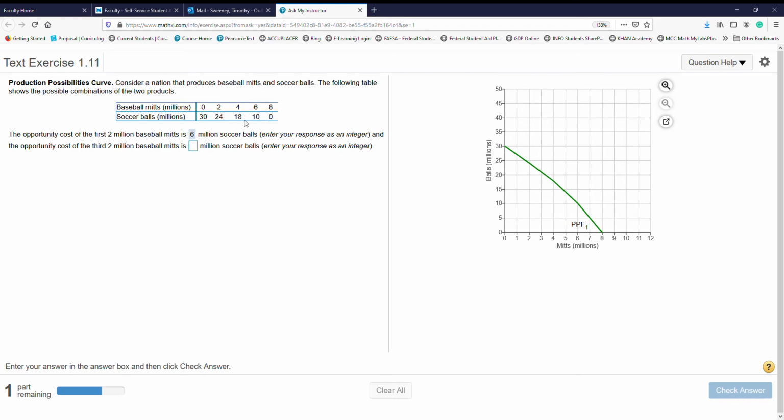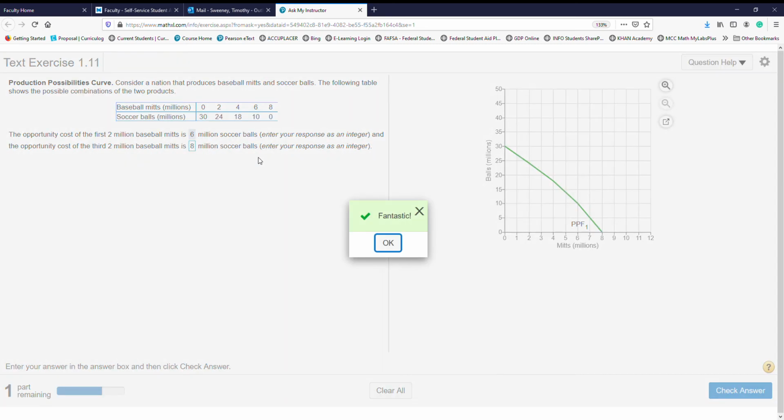Well, I'm giving up 8 million soccer balls, right? Because I go from 18 million down to 10. So I have to give up 8 million soccer balls to go from 4 to 6, or the third 2 million in the mitts. Okay, so that would be 8 there.